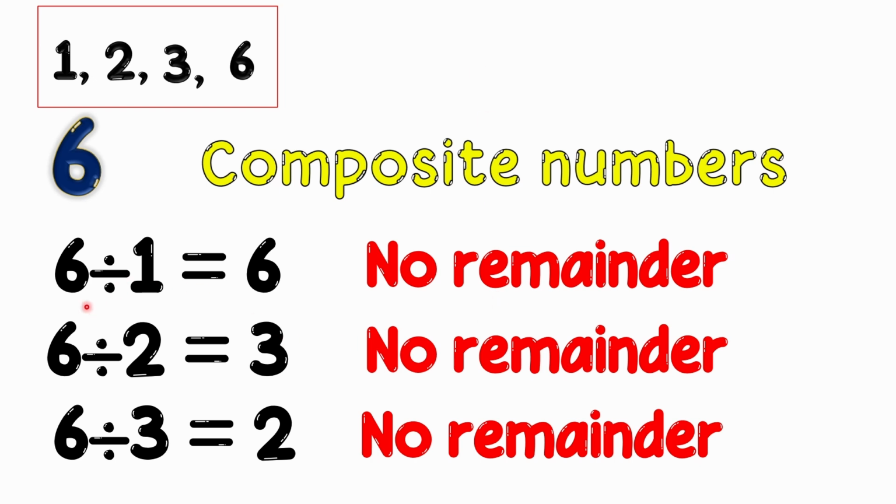So let's try. 6 divided by 1 is 6. There is no remainder. 6 divided by 2 is 3. There is no remainder. And 6 divided by 3 is 2. Again, there is no remainder. And also, 6 divided by 6 is 1. There is no remainder. Therefore, again, 6 is an example of composite numbers.